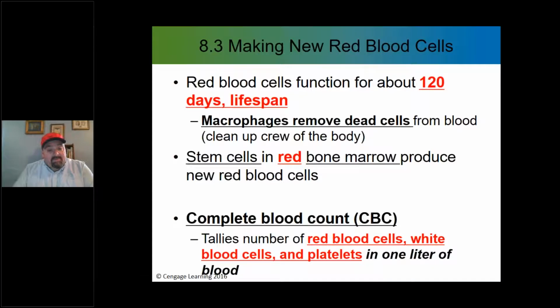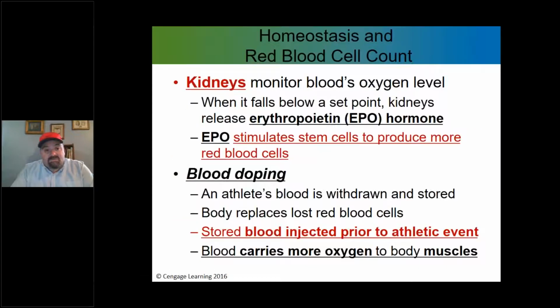Okay. Complete blood count. As the term says, it's complete: you're looking at all the blood cells, so the red blood cells, the white blood cells, and the platelets in a liter of blood. We have here, as far as function, homeostasis and red blood cell count. Just like any other cell count, any ion concentration, blood glucose levels, blood pressure, body temperature, core temperature, there need to be homeostasis mechanisms taking place within the body in order to maintain healthy levels.